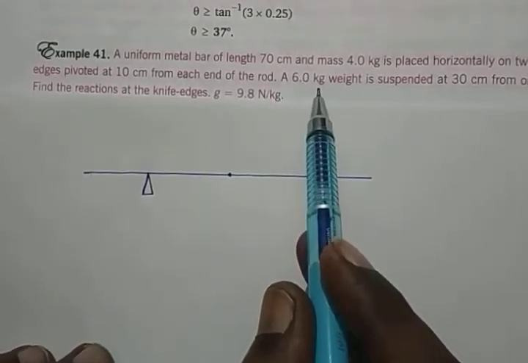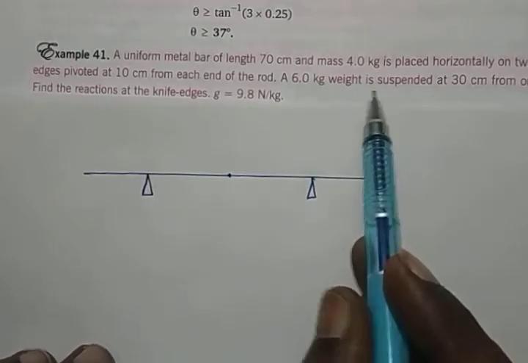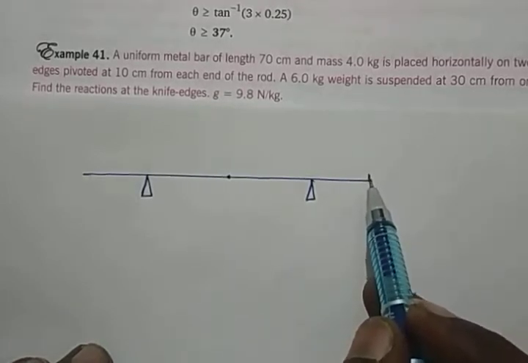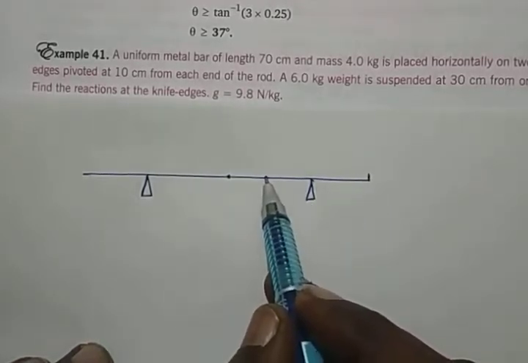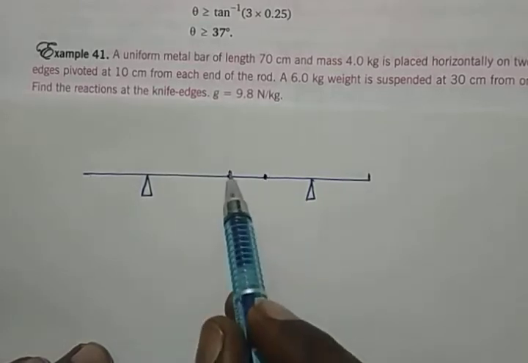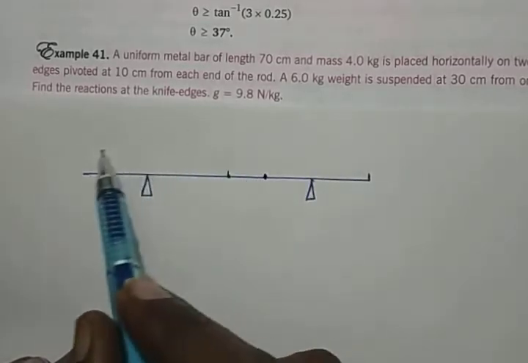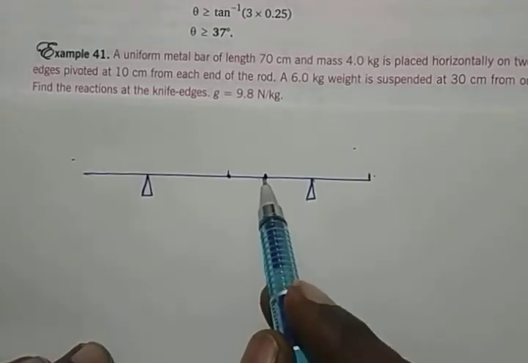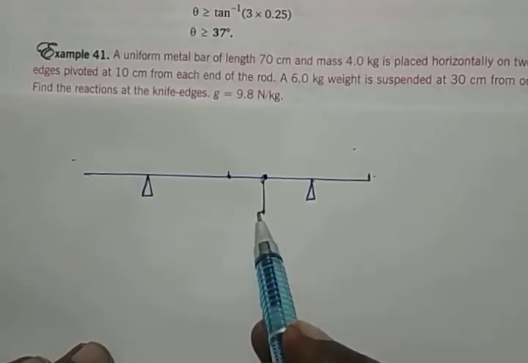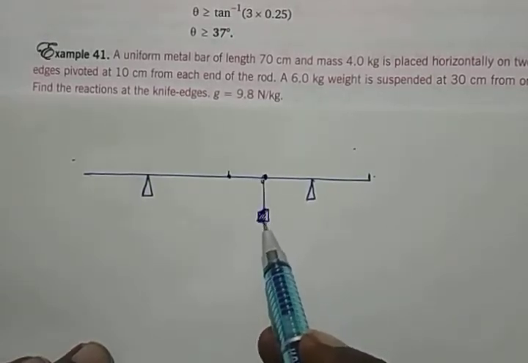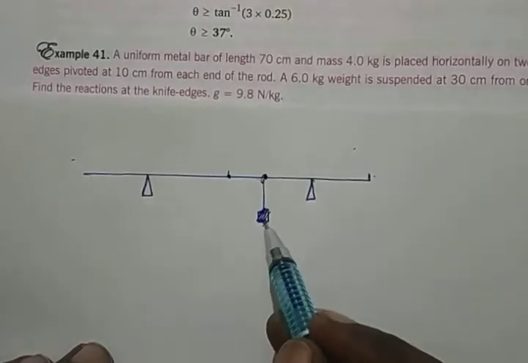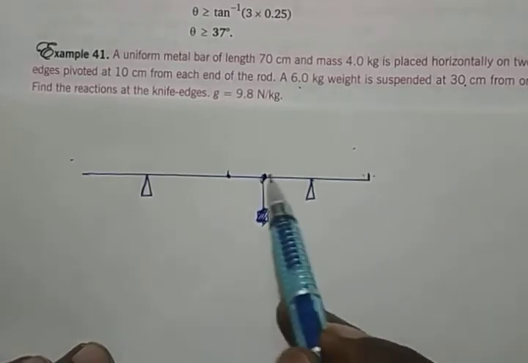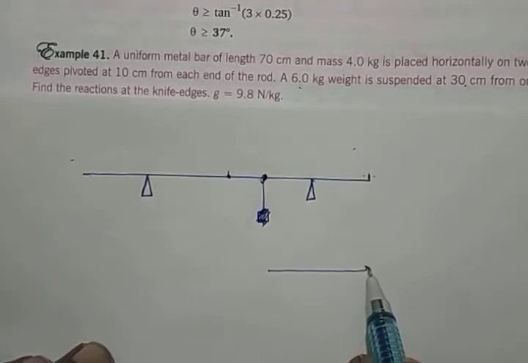A 6 kg weight is suspended at 30 centimeter from one of the ends. So somewhere here it will come, because this entire length is 70, so from here to the center is 35, so 5 centimeter you need to have. So something is tied here like this. So that's 6 kg weighing here at 30 centimeter from this point.